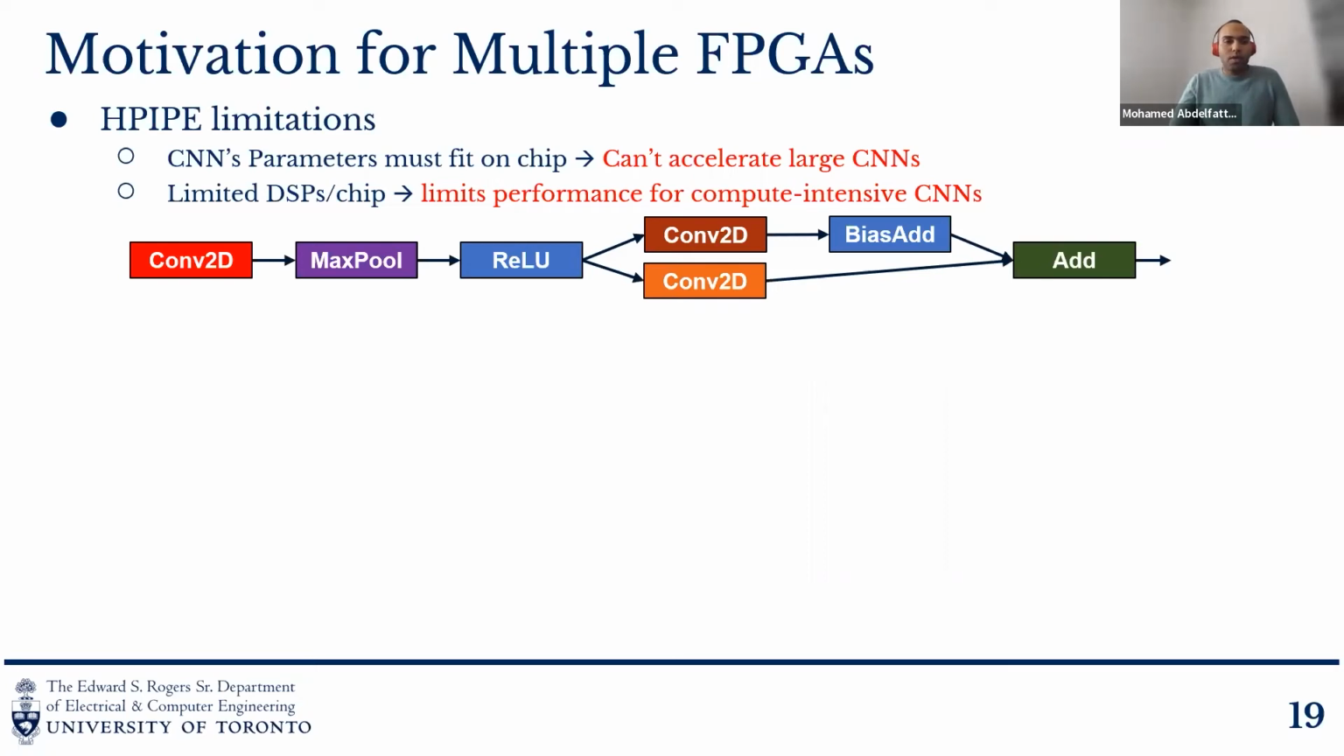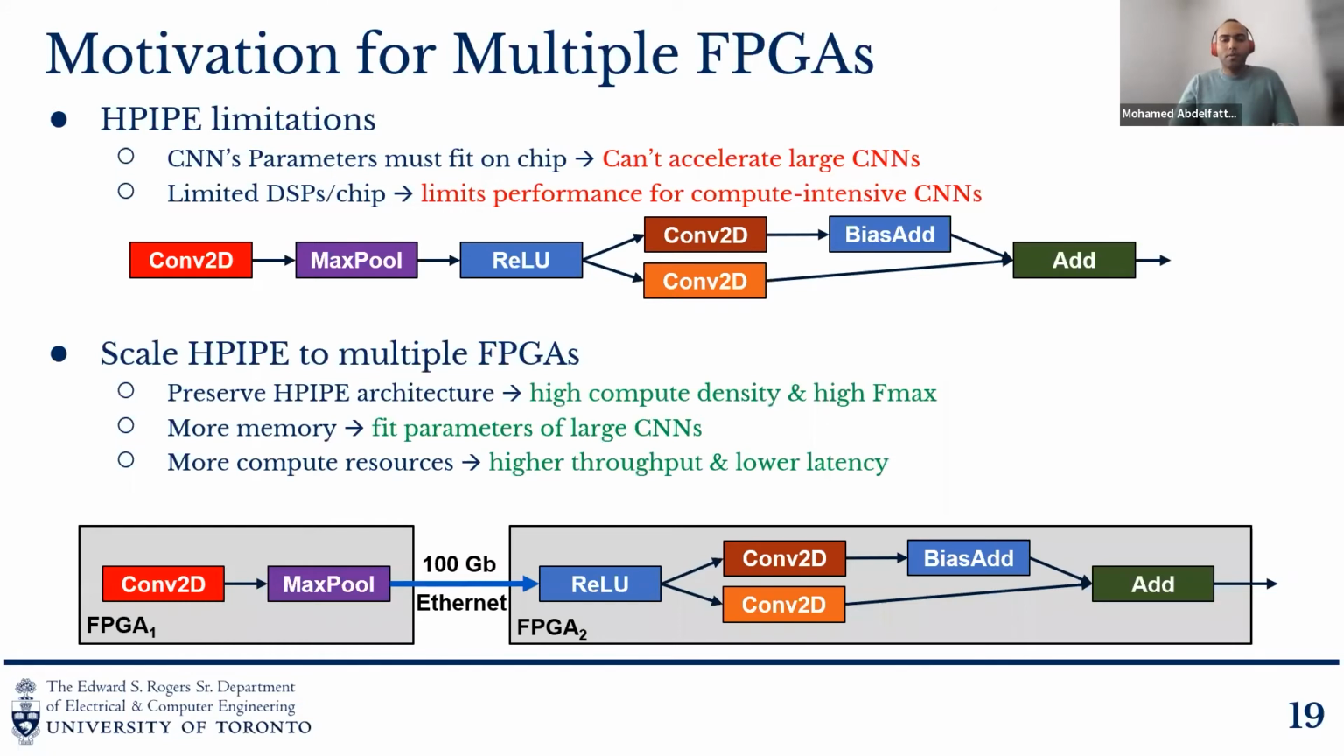So a promising solution for that was to scale Hpipe to multiple FPGAs. Keeping the same architecture of Hpipe is very useful to have this pipelined, deeply configurable architecture that leads to high compute density and high Fmax. And by scaling to multiple FPGAs, we have more memory to store the parameters of those large CNNs, and we have more compute resources to push the performance of Hpipe even further.